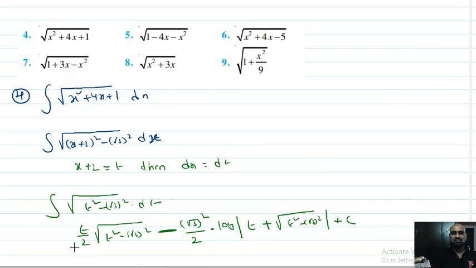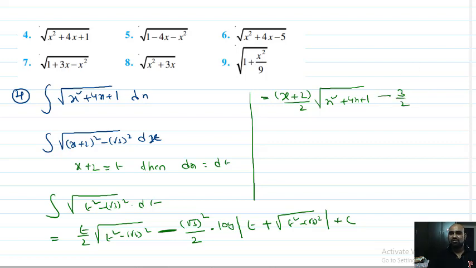Listen, students, next step I want to write here: t means x plus 2, so x plus 2 by 2 root over x square plus 4x plus 1, minus 3 by 2 into logarithm of t, that is x plus 2, plus root over x square plus 4x plus 1, close, plus c. This is the answer for the problem.